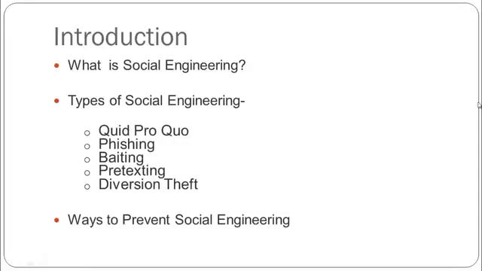In this tutorial today, I will be taking you through what social engineering is, and what the different types of social engineering are. There are 5 different types: baiting, phishing, quid pro quo, pretexting, and diversion theft, which is normally conning people, and what the ways would be to prevent them. So these are what I will be teaching you today.